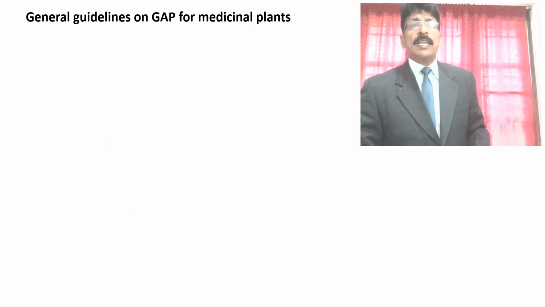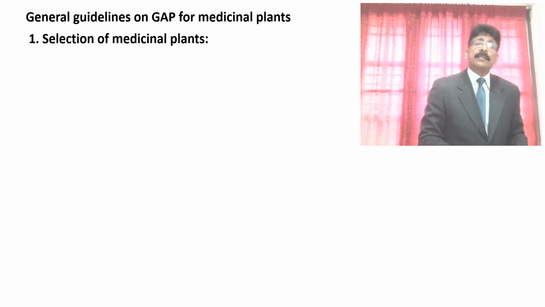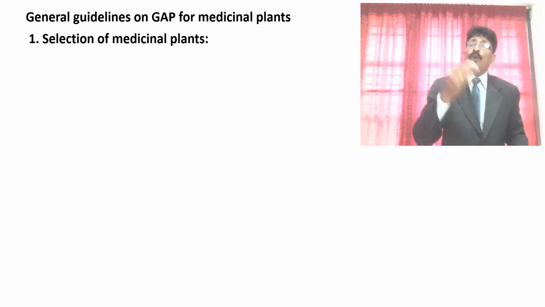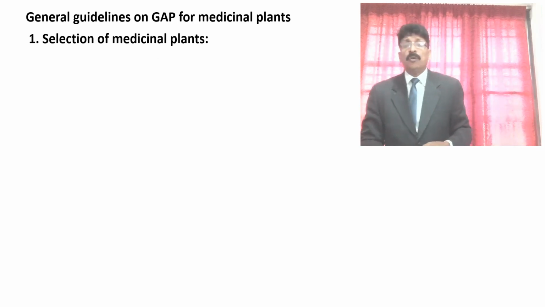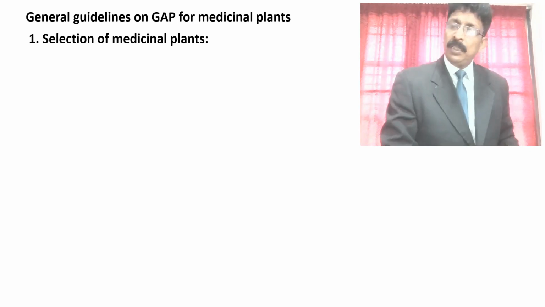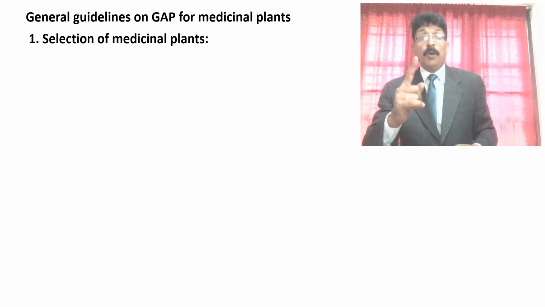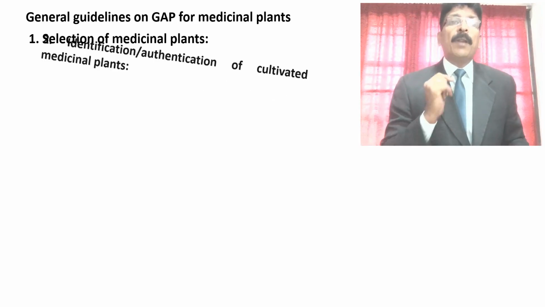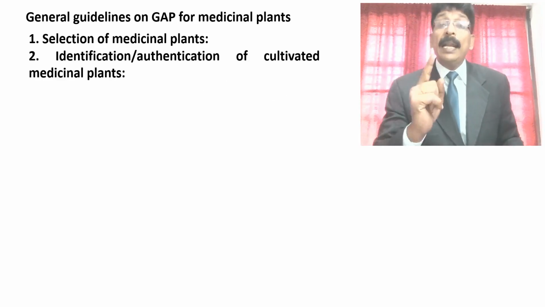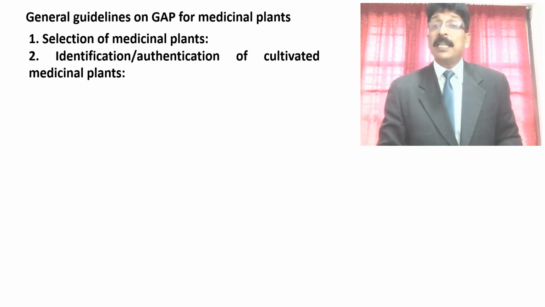So general guidelines for good agriculture practice of medicinal plants, we have 14 points. It is very important for you to make it in the session, and it's easy for you to remember and to express in your examination paper. Number 1, selection of medicinal plants. Number 2, identification and authentication of cultivated medicinal plants.